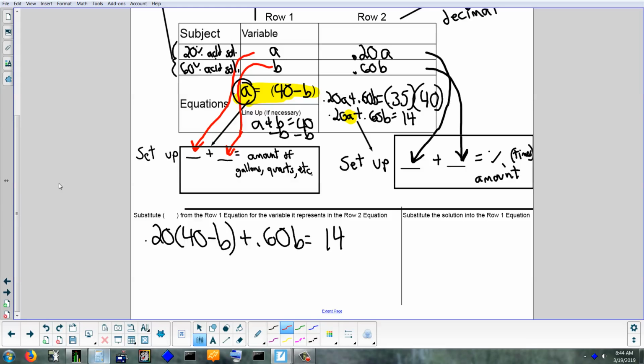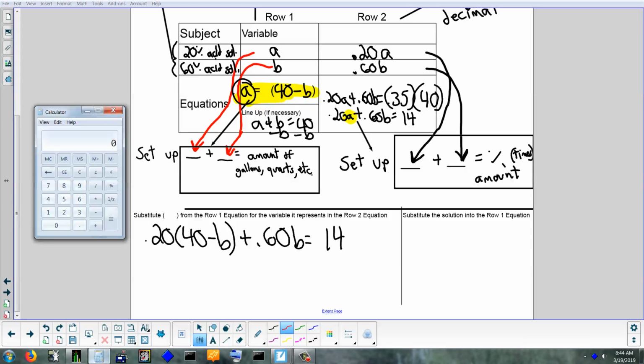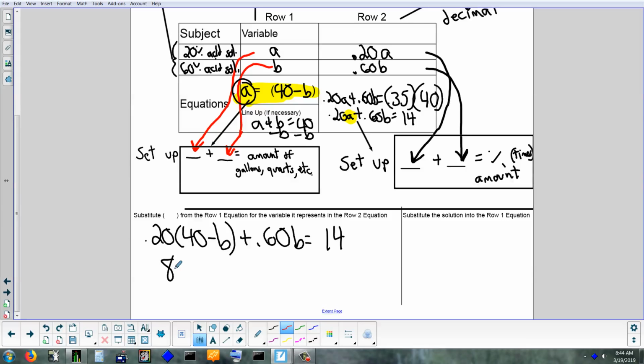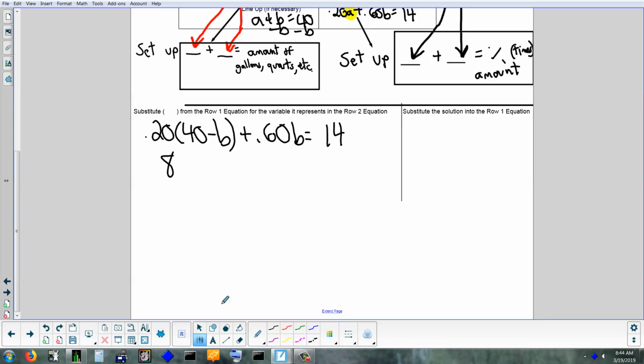All right? Now I'm set to solve. So to solve, what's the first step I have to do? Magellan? Multiply, okay. So I'm going to do 0.20 times 40? 8. So 8B. No, just 8, right? I'm doing 0.20 times 40. But what about B? Now I'm going to do 0.20 times negative B. If I do 0.20 times negative B, what do I get? Negative 0.20B. Good, Magellan. Everything else I'm going to bring down.